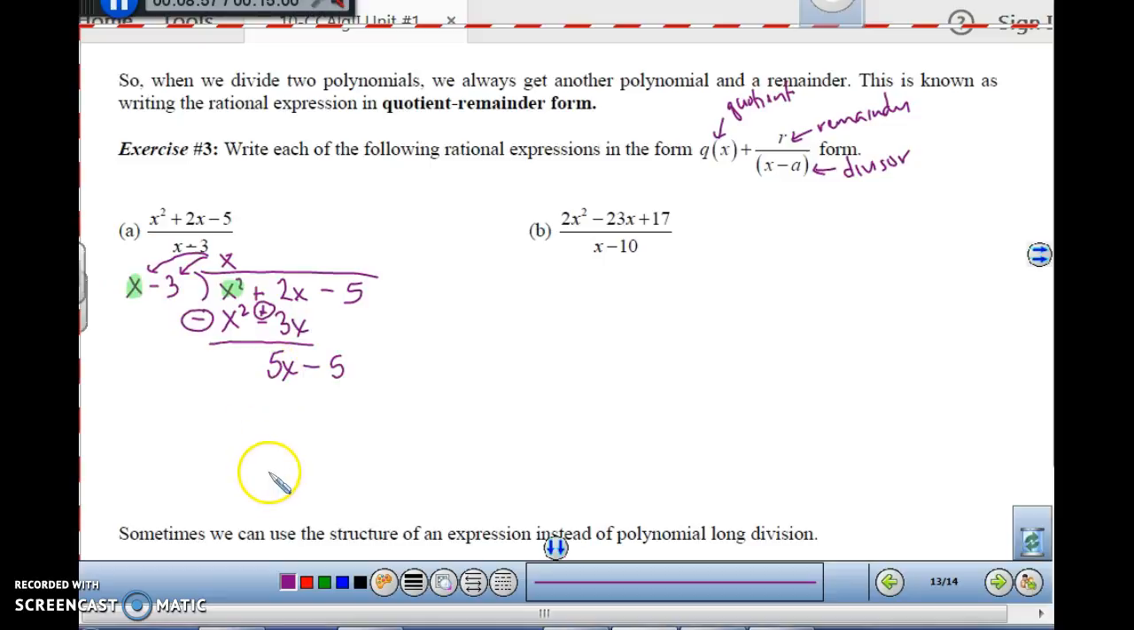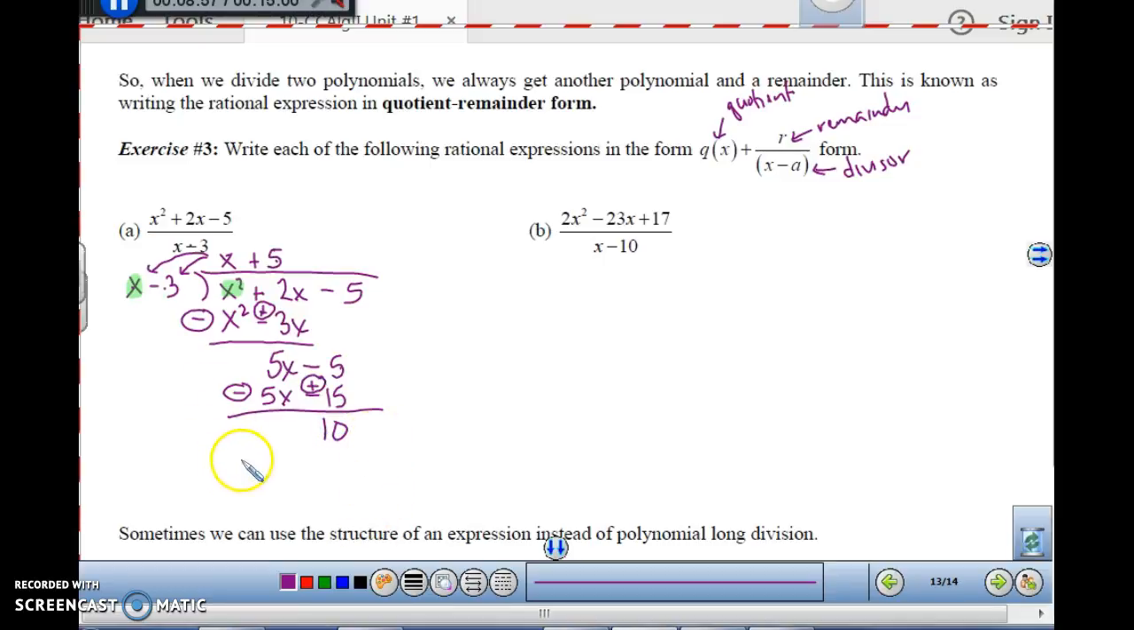x times what gives you 5x? It'd be plus 5. All right, multiply both terms. 5 times x is 5x. 5 times negative 3 is negative 15. All right, when you subtract, change the signs. Minus, this becomes plus. So negative 5 plus 15 is 10.